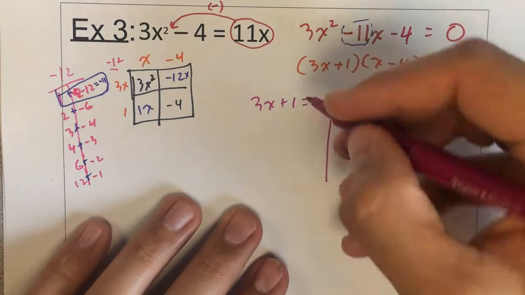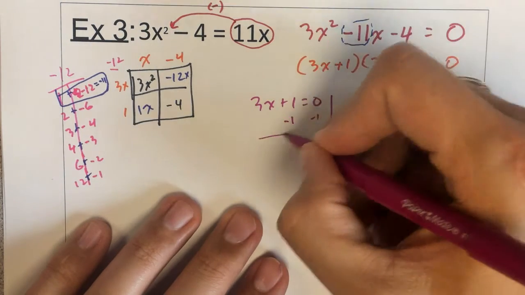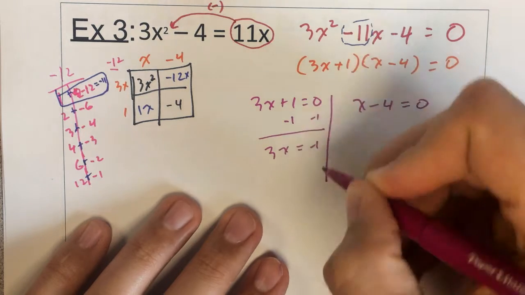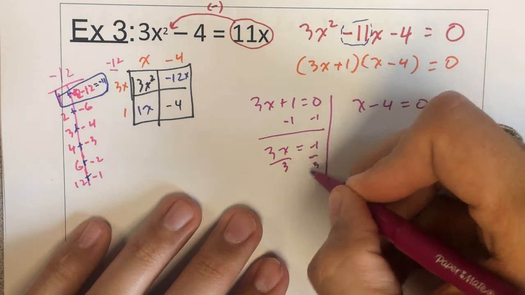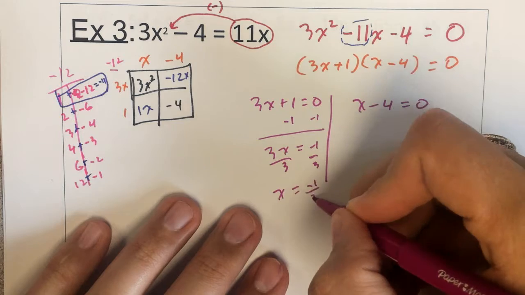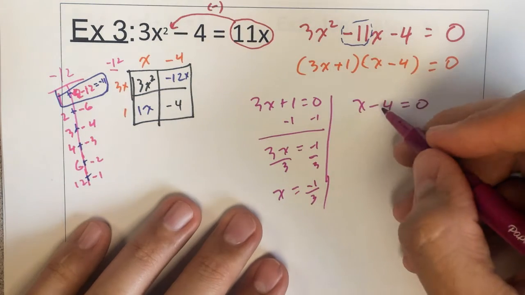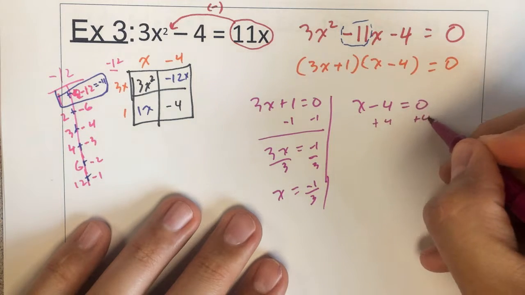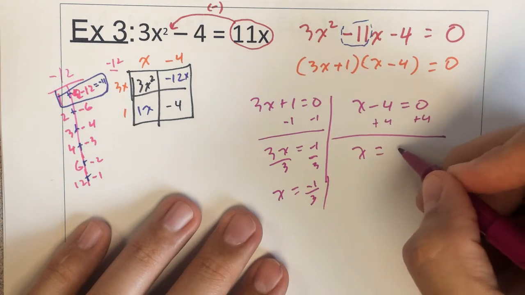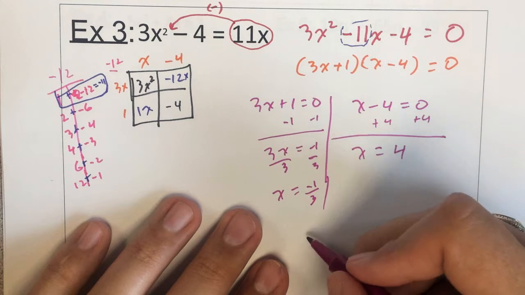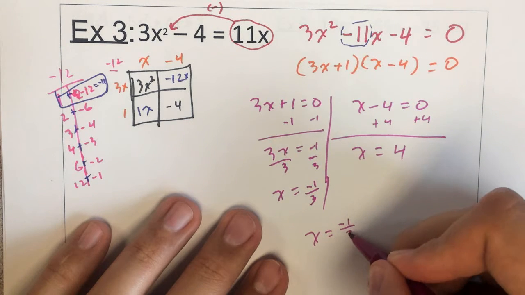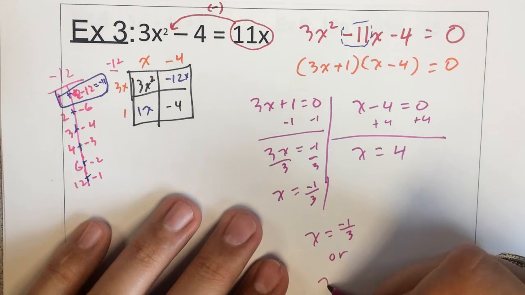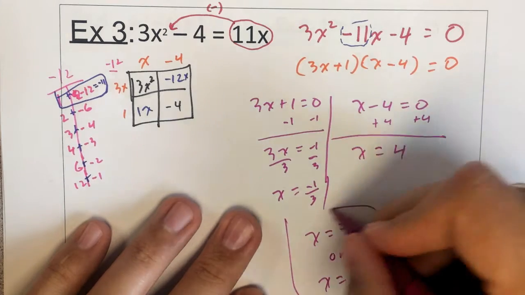This happens to be a two-step equation. I have to subtract 1 from both sides, and then divide both sides by 3. X is equal to negative 1/3. And now for this one, we have to add 4 to both sides. X is equal to 4. So I have x is equal to negative 1/3, or x is equal to 4.